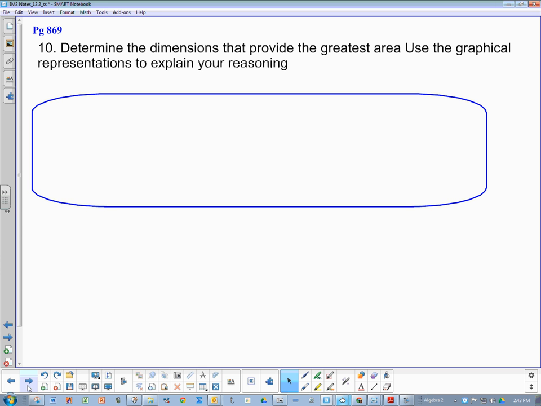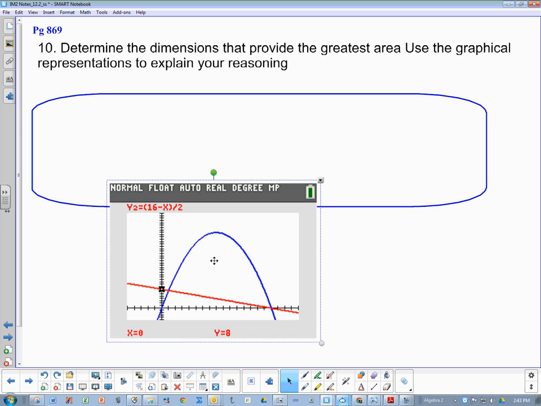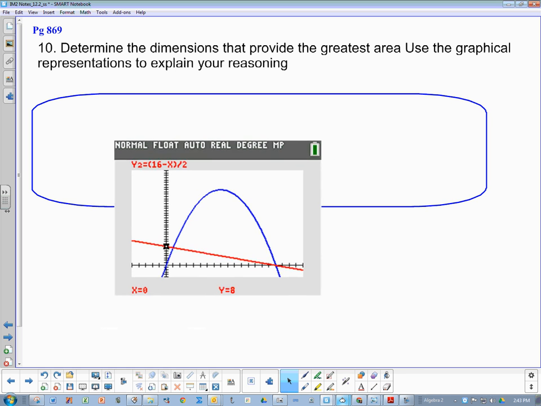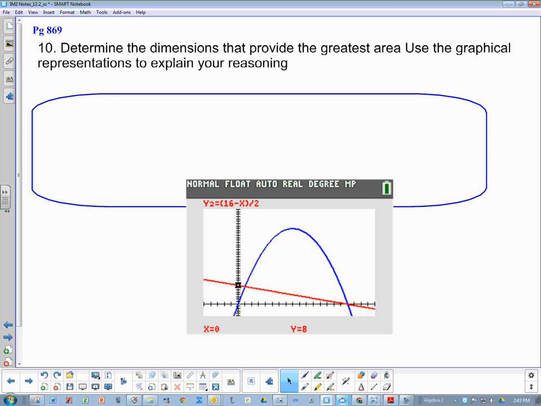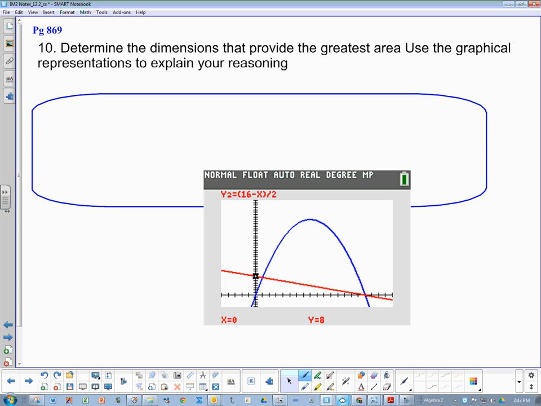Number 10, determine the dimensions that provide the greatest area. Use the graphical representations to explain your reasoning. All right, I've got to grab this graph again. Let's pull this over here onto the screen. In order to maximize this area, think about this. This is made up of a bunch of points, and each point is in the form w, comma, A of w. So the width, comma, the area.